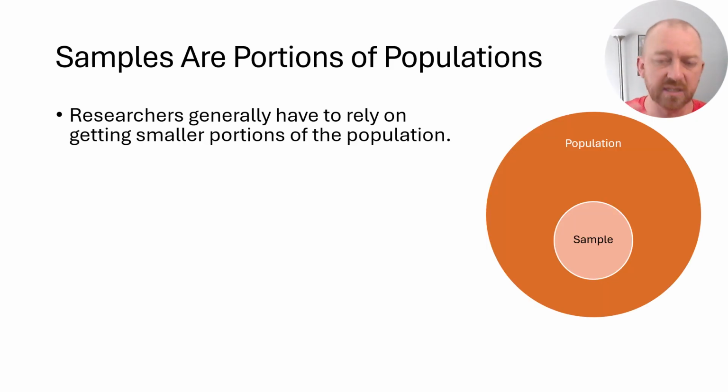Okay, so generally it's difficult for researchers to get populations, and we rely on smaller samples of the population. So this Venn diagram is one way to look at that. In other words, the population would be everybody I'm interested in, like smokers. This is every smoker I'm interested in, everybody who would fit my definition of smoking.